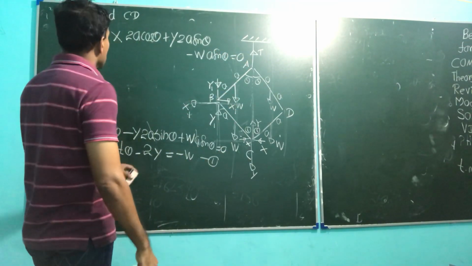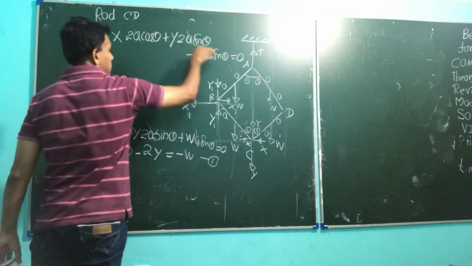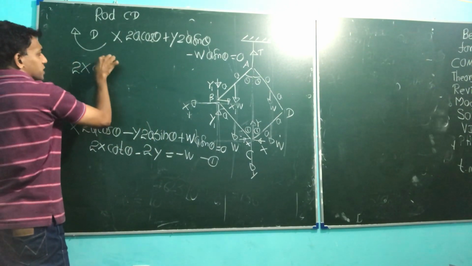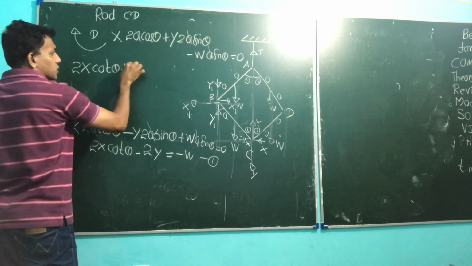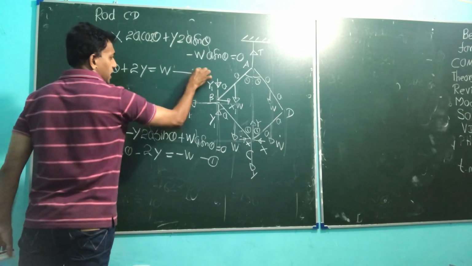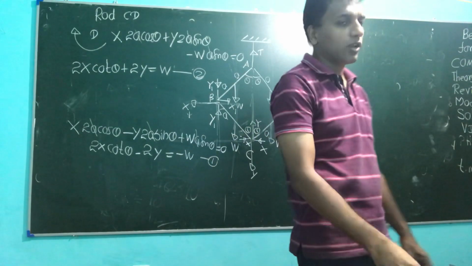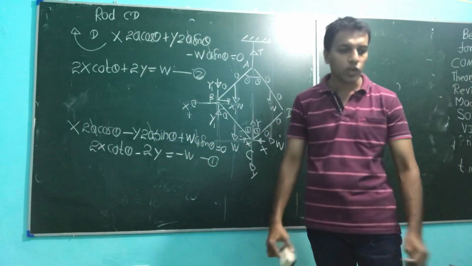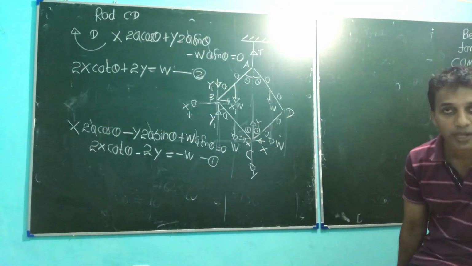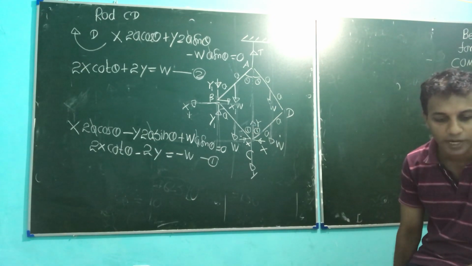Now here also, in a similar fashion, cut by sin theta and A. That is 2x cot theta plus 2y equal to W. Say this is the second equation. The rest is applied maths to find x and y. Solve this pair of equations, find the x value and the y value. Hence you can find the resultant force at the joint C.